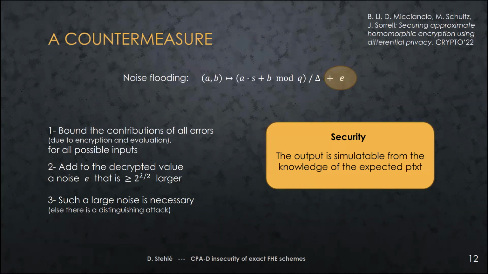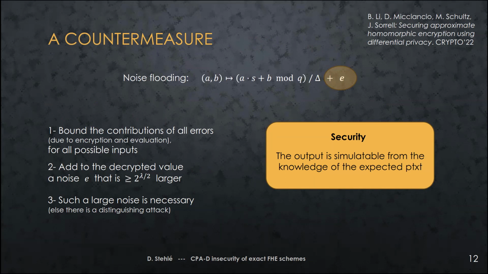Okay, so there is a countermeasure which was proposed by a subsequent work of Li, Micciancio, Schultz, and Sorrell, which consists in adding noise when we decrypt. And the way this is implemented is by bounding the contributions of all errors due to encryption and evaluation. So we have an absolute maximum error bound of all the errors. And then to this bound, we add some noise. So basically it's noise flooding. So we add a gigantic Gaussian noise on top of it.